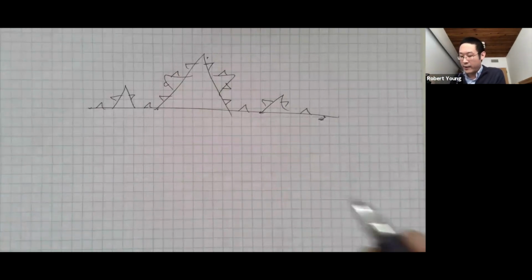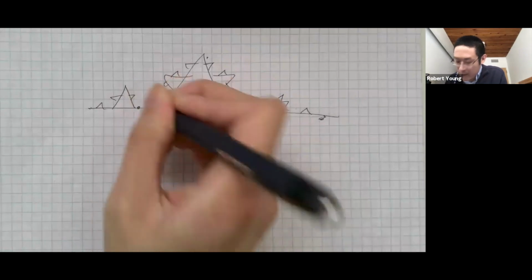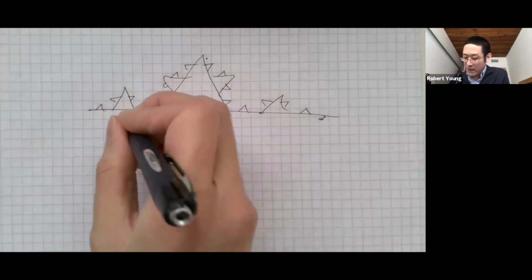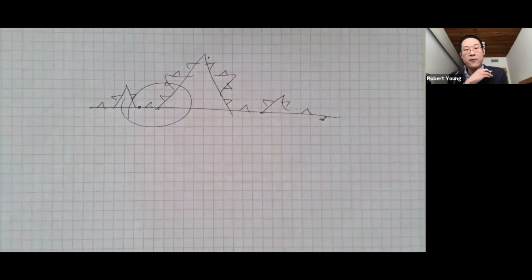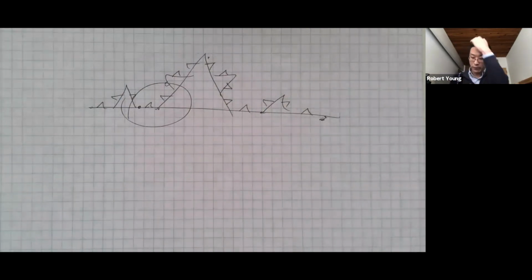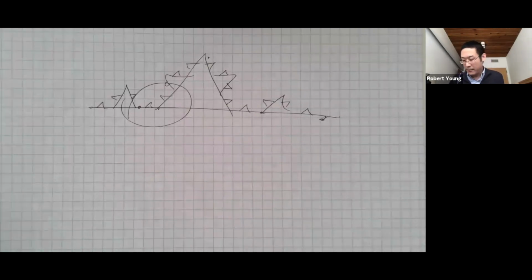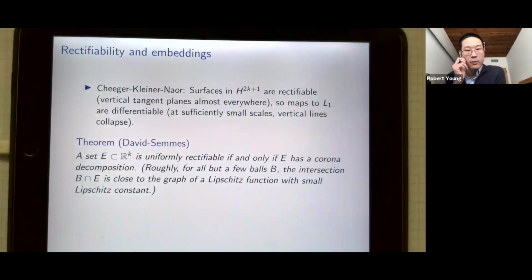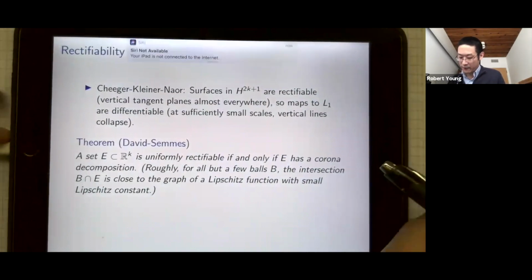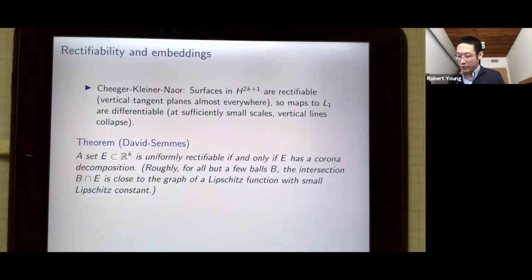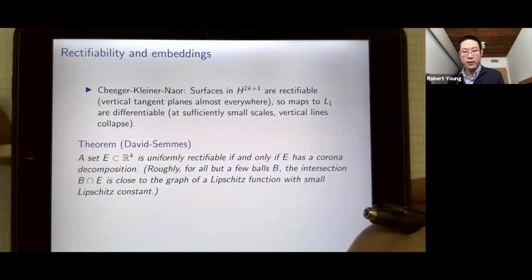It's close to a plane on very, very small balls, but it's far away from a plane on larger balls. And uniform rectifiability captures that notion. It captures the notion that a set is reasonably close to a plane on most balls. The definitions are a little bit complicated. One definition is that a set is uniformly rectifiable if and only if it has what's known as a corona decomposition. Very roughly speaking, that means that for most balls, all but a few balls B, the intersection of B with the set is close to the graph of a Lipschitz function with small Lipschitz constant.